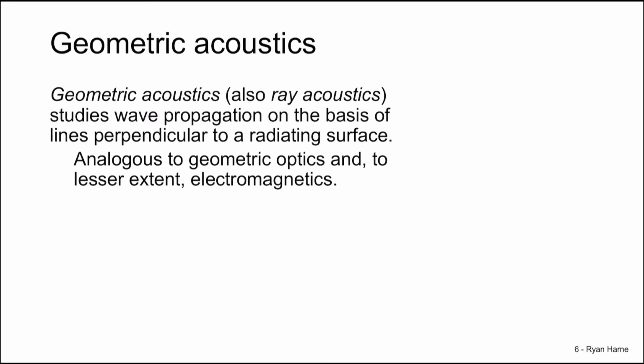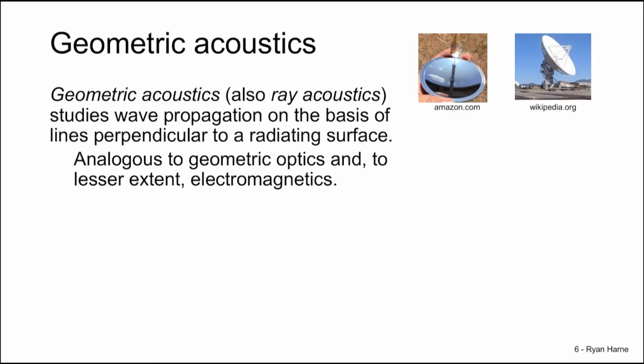It studies wave propagation on the basis of lines that are perpendicular to the radiating surfaces. This is exactly analogous to geometric optics, and to a lesser extent, geometric electromagnetics. But let's understand a few examples to gather intuition about this practice. If we have a parabolic radiator that we sometimes see in electromagnetics or optics, sounds from outer space arrive on the surface of this satellite dish and are transmitted to this central receiver due to the fact that the receiver is shaped like a parabola.